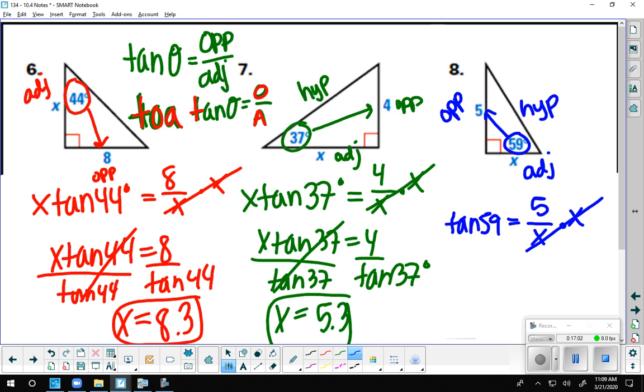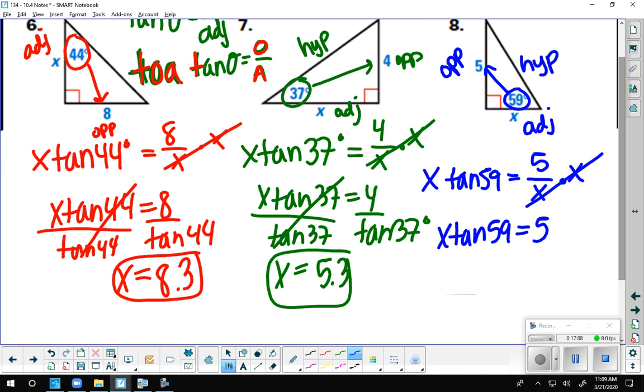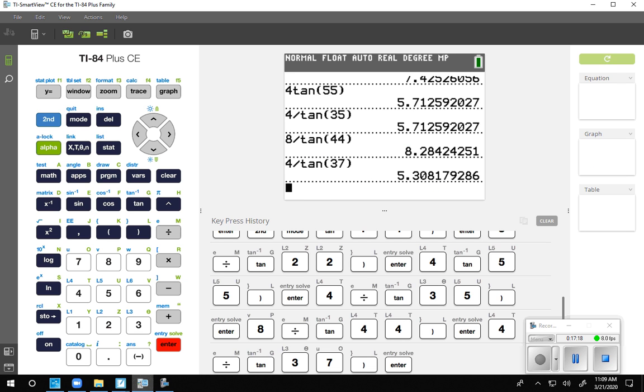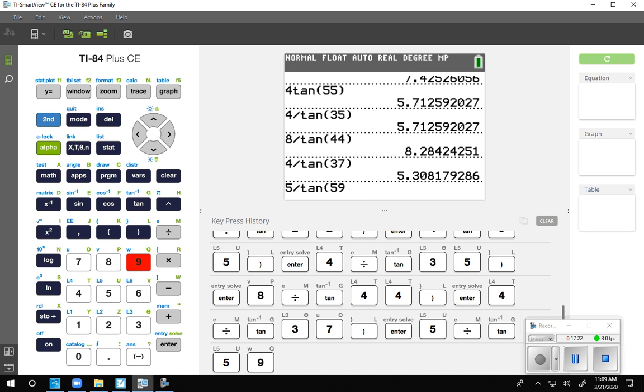So again, x is in the bottom, so we're going to multiply both sides by x. Since it's x times the tangent of 59, we're going to use our inverse operation and divide both sides by the tangent of 59, and we get x equals 5 divided by the tangent of 59 degrees, and that equals 3.0. So we can just say 3.